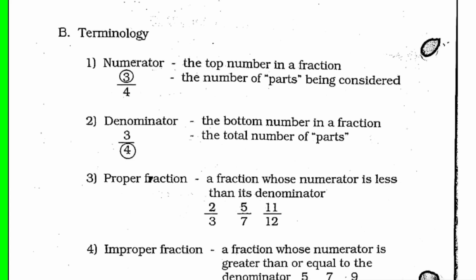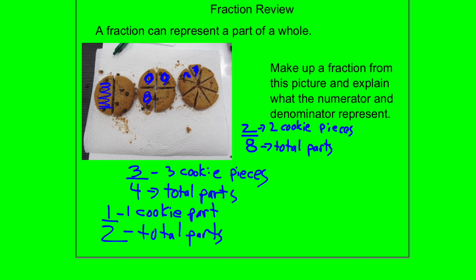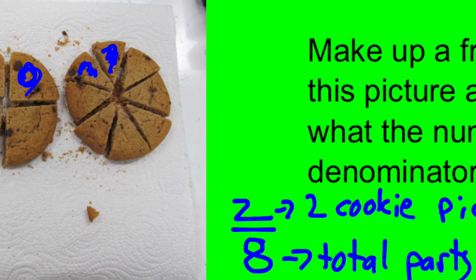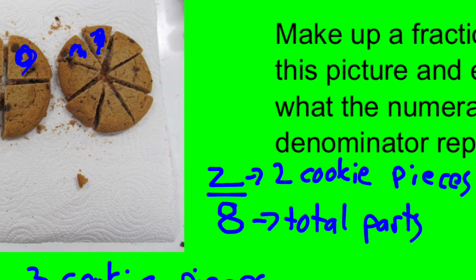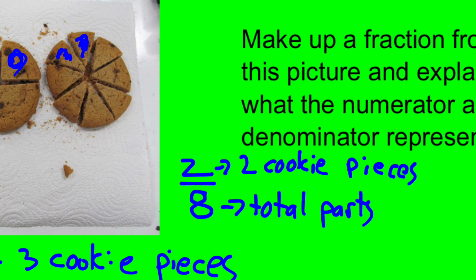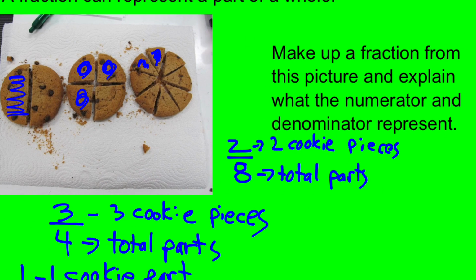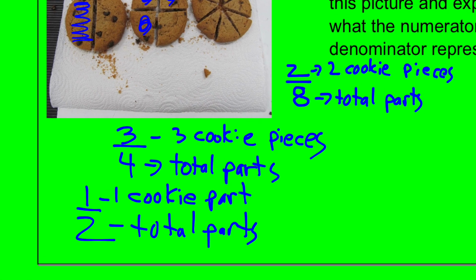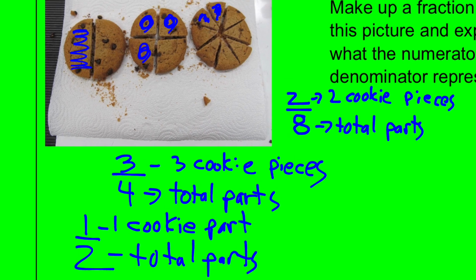After that, we did a couple of activities where I had the kids make up some fractions. So I had them look at these pictures of cookies, and I had them tell me some fractions and tell me what the numerator and denominator mean. So one student looked at this cookie and said, if you ate 2 out of the total parts, there'd be 2 out of 8 shaded, or 2 out of 8 eaten. Another student looked at the middle cookie piece and talked about how there were 4 sections and 3 out of 4 were eaten. And then another student talked about how there were 2 cookie pieces and 1 out of 2 was eaten.